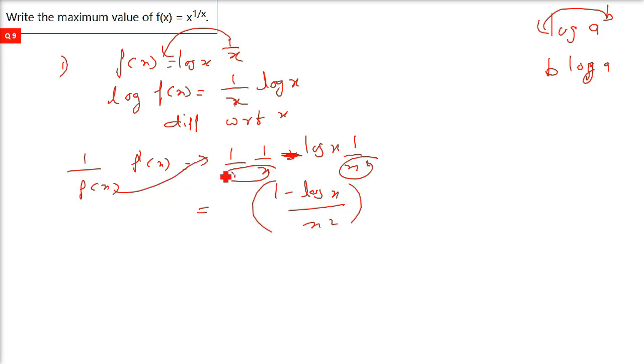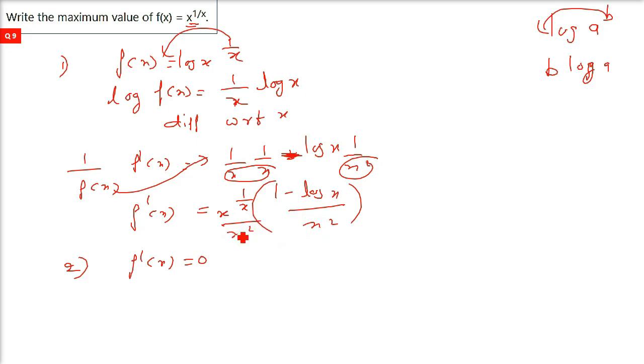But f(x) on the left hand side in the denominator goes on the right. So this x raised 1 by x is f(x) only, which I have written right now. So f dash x is simply this equation which you see here. In order to find out the minimum and maximum, you have to equate this to 0. That is f dash x equals 0. When you equate it to 0, what do you get? x raised 1 by x into 1 minus log x by x square equals 0.